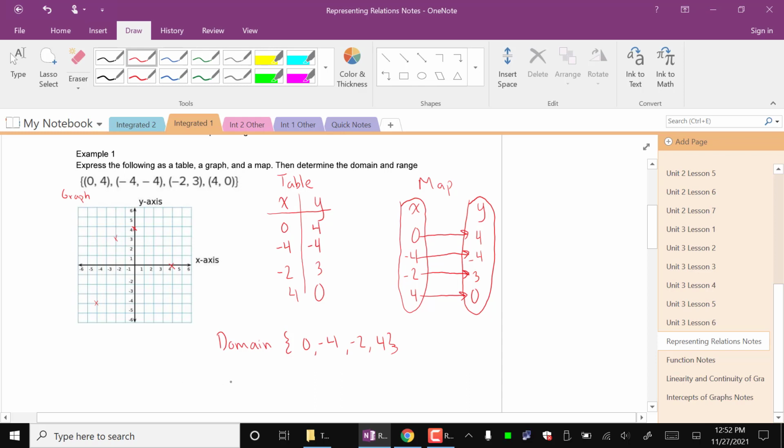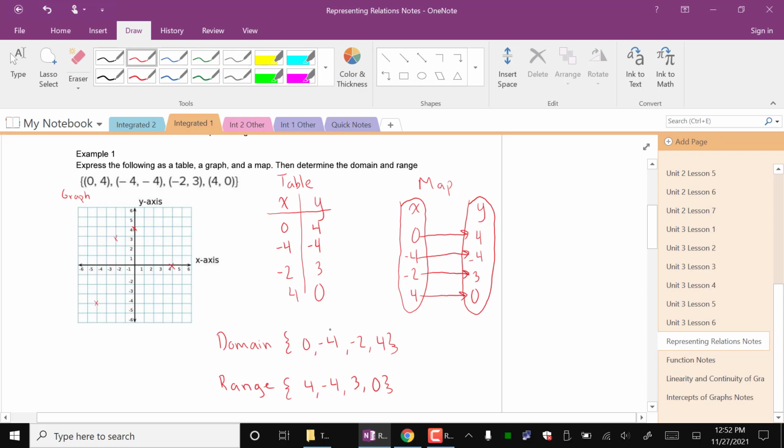The range for this is all the y values. So that would be 4, -4, 3, and 0. Again, I can get it from the table, I can get it from the map, I can get it from the graph, or I can even pull it directly from these ordered pairs.